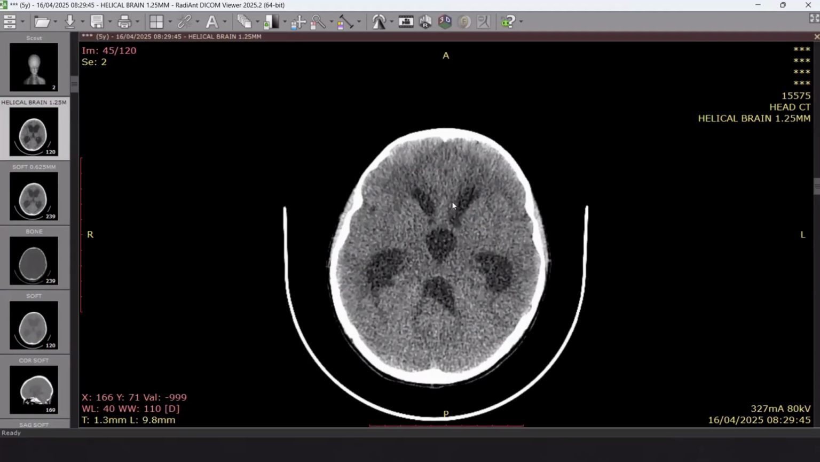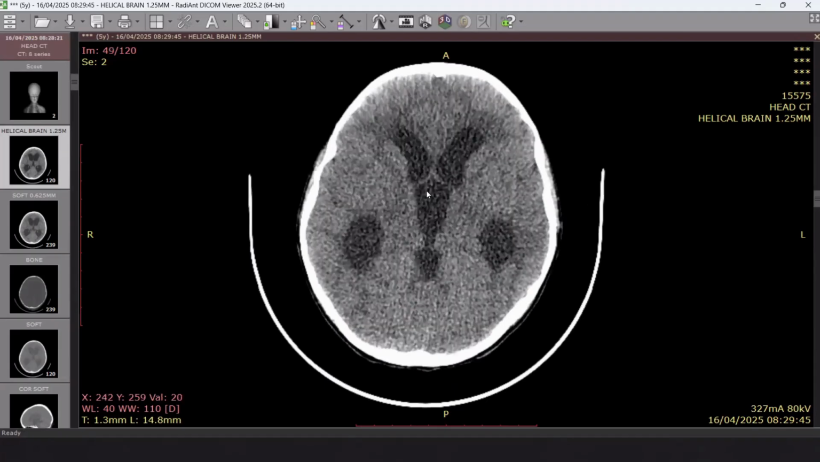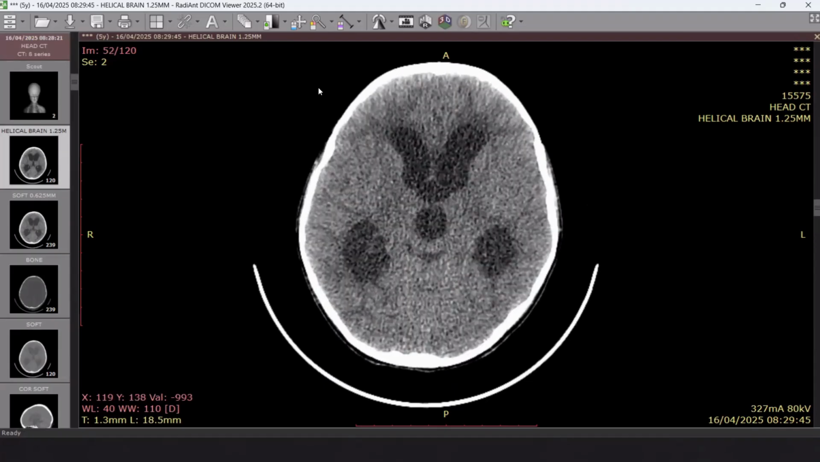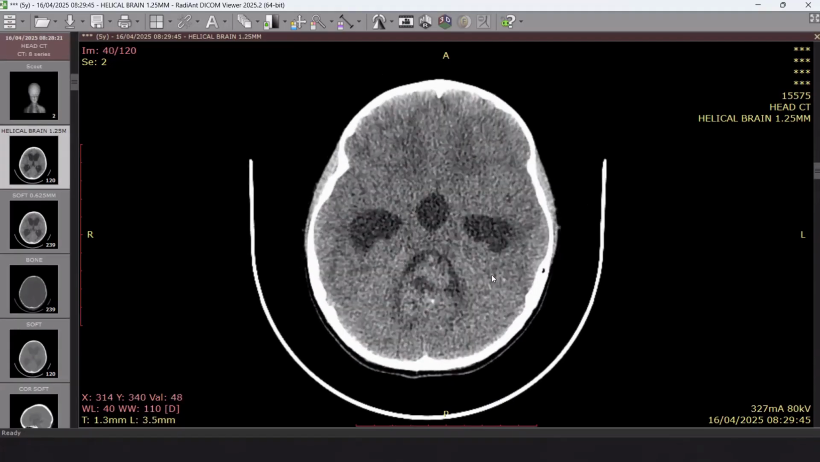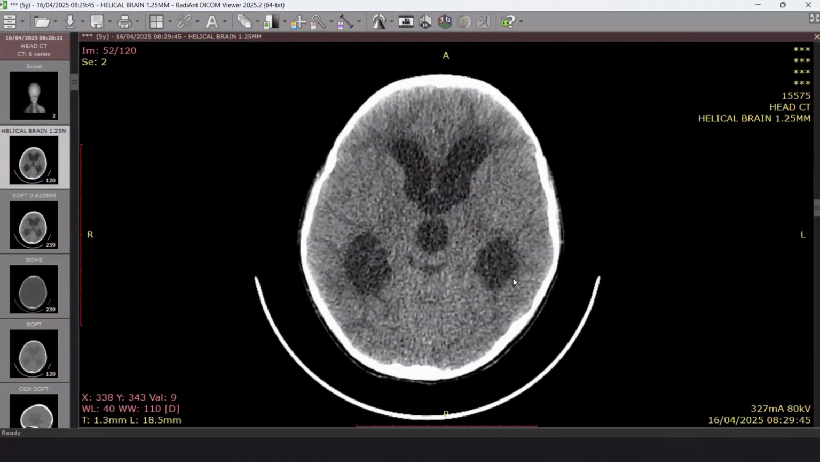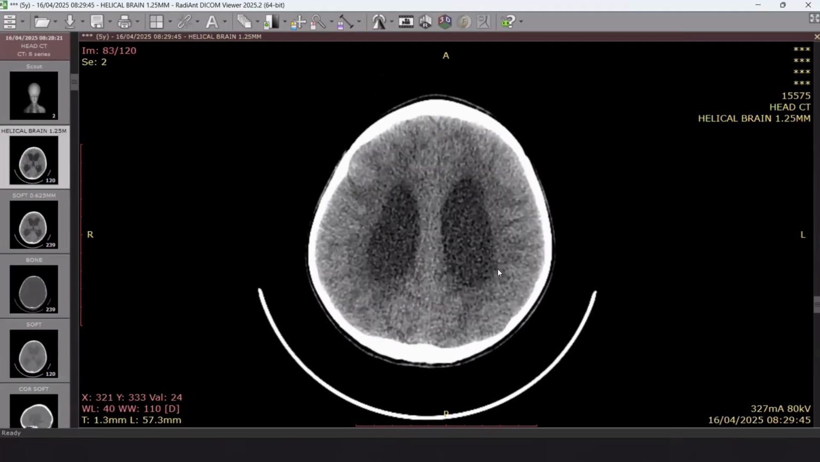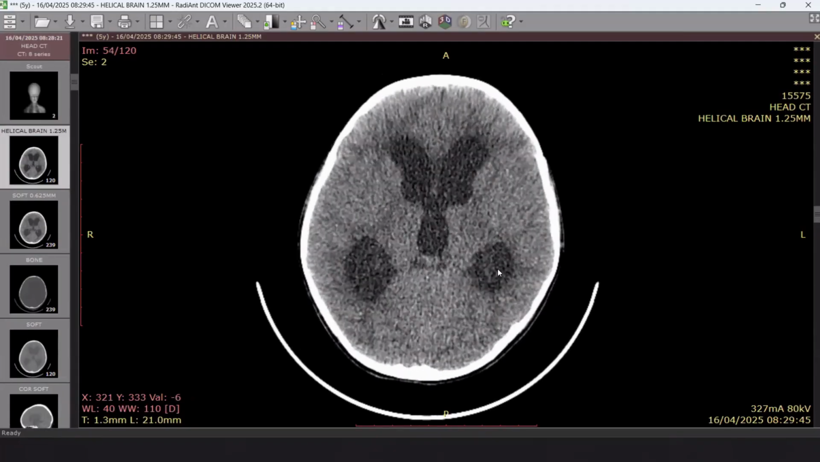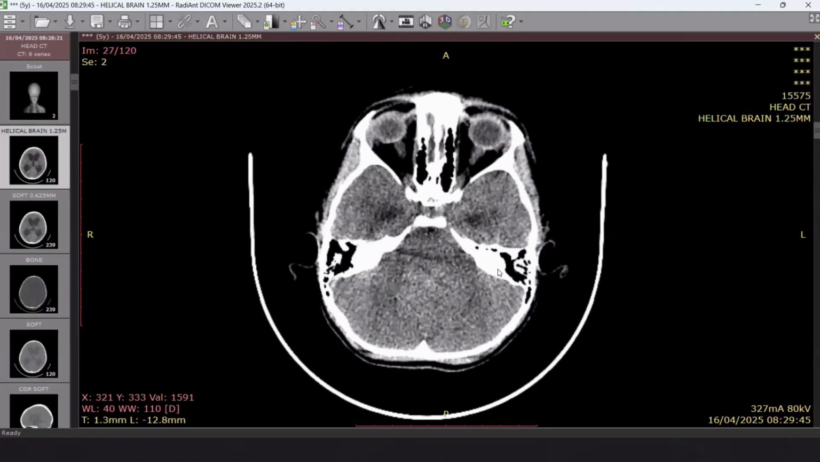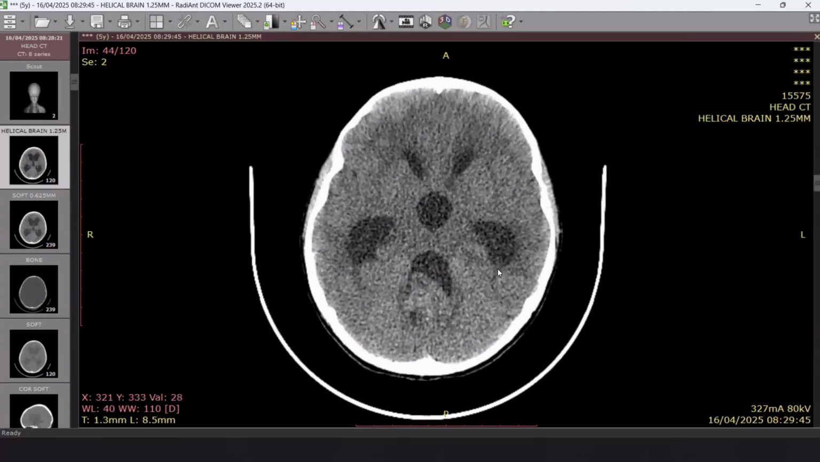Really, this case, I reported this one. This is a child with severe headache. Okay, this is an axial CT brain. If you want to scroll, or if you want me to scroll for you, as you like. I want to scroll it. Okay, go on.